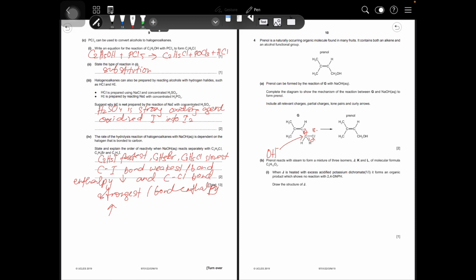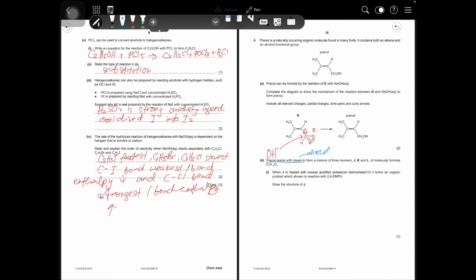Prenol reacts with steam to produce a mixture of 3 isomers J, K, and L of molecular formula C5H12O2. When prenol reacts with steam, it will produce an alcohol. J is heated with excess acidified potassium dichromate. It forms an organic product which shows no reaction with 2,4-DNPH.